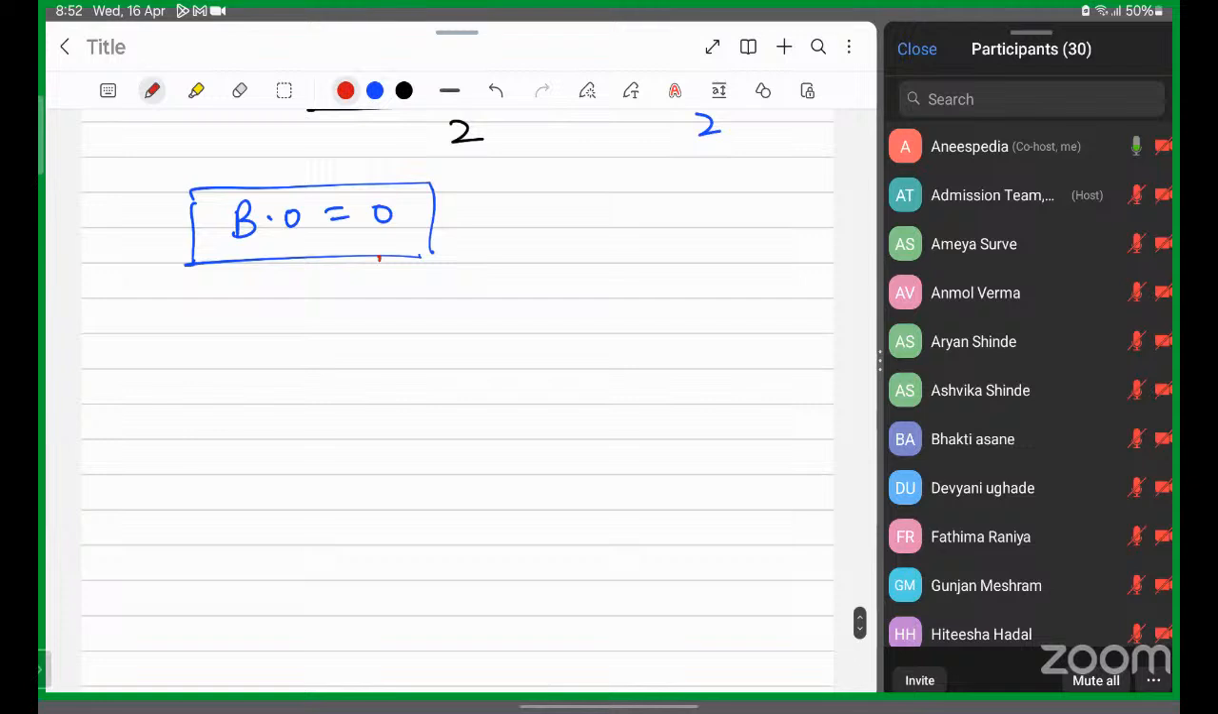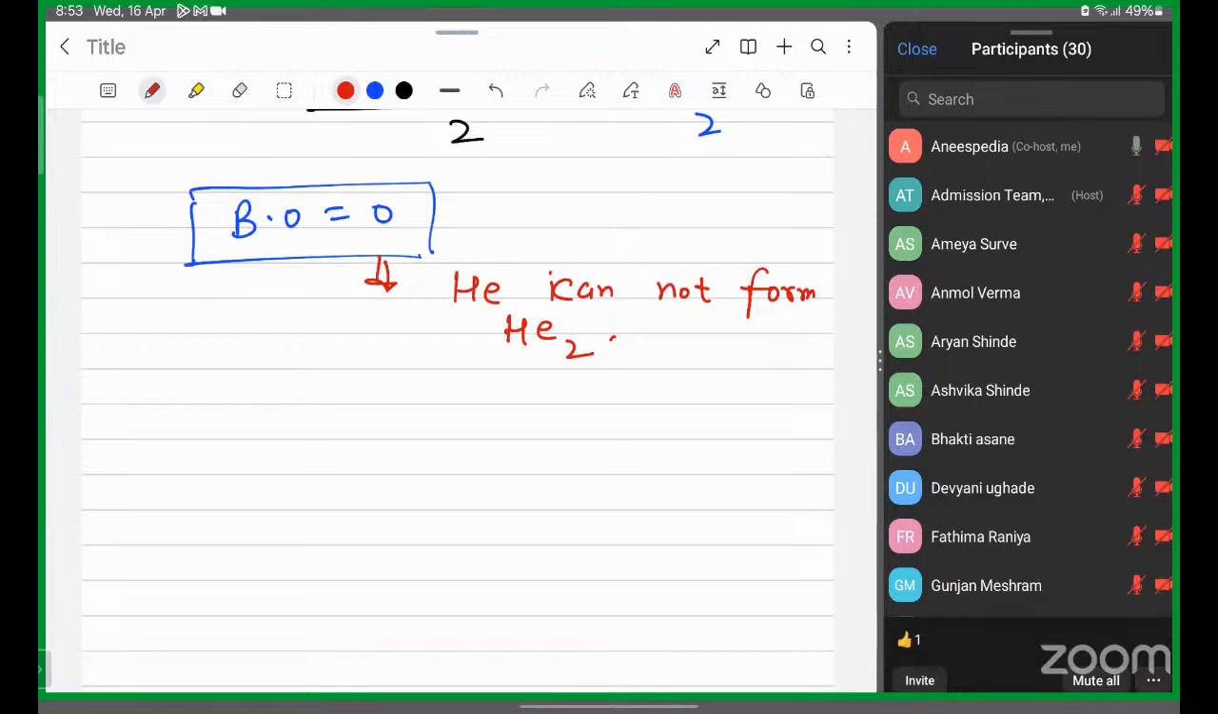Zero bond order indicates that helium cannot form He2 molecule. Understood? Understood or any doubt?